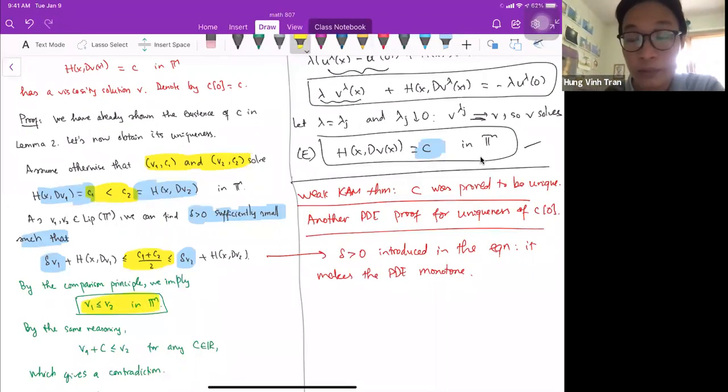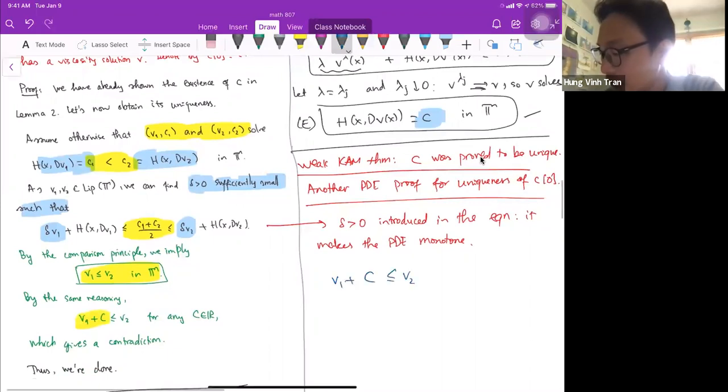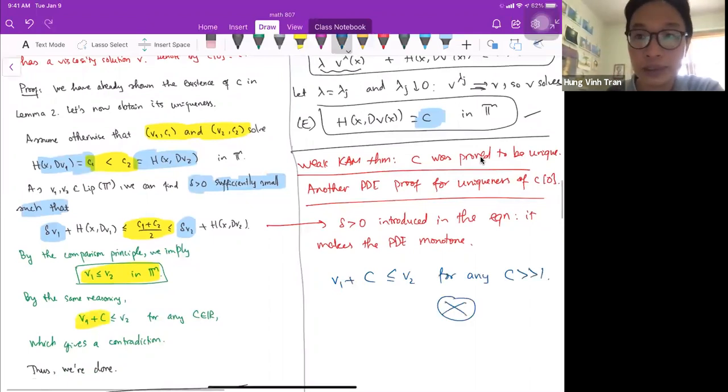Right? But remember that we earlier discussed already that for the ergodic problem, if V1 is a solution, then so is V1 plus a constant, right? So the proof actually gives us that V1 plus any constant is less than or equal to V2 for any C. Extremely big, right? And this gives us a contradiction, right? That's a very interesting PDE proof.